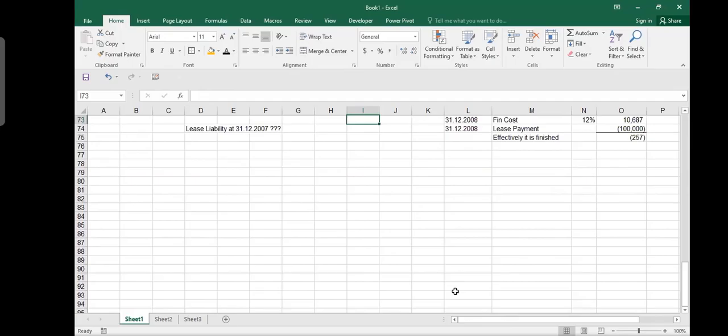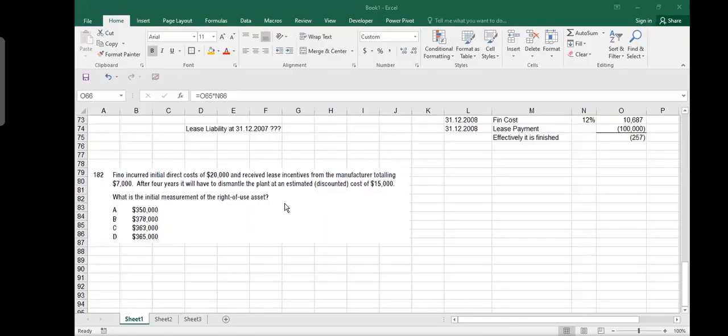Any question you want to ask? So that's a short question, number 182. It says that Fino incurred initial direct cost of $20,000 and received lease incentives from the manufacturer totaling $7,000. So if you remember, it is the initial direct cost of 20,000. This is not your lease payment.